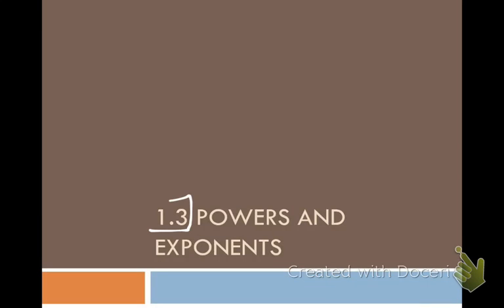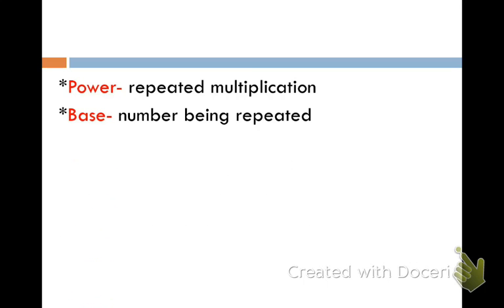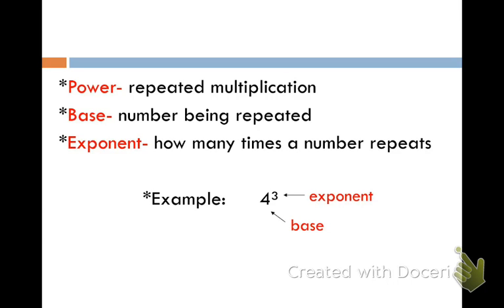Today we're going to be talking about 1.3, powers and exponents. There are some vocab words that I want you to know. The first one, write this down for me, please. The first word we're talking about today is a power. A power basically means that something is repeated multiplication.